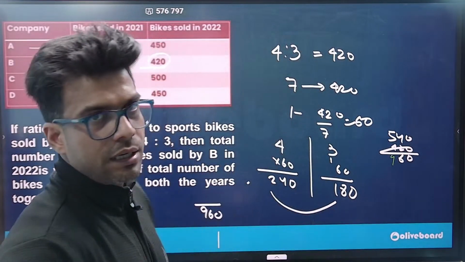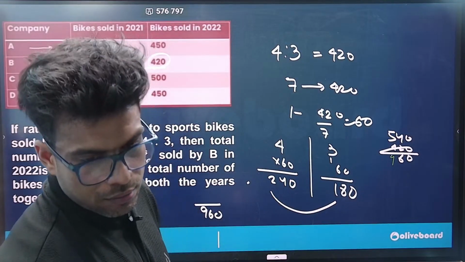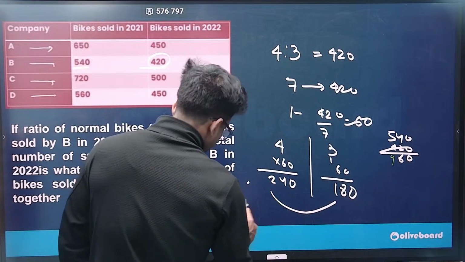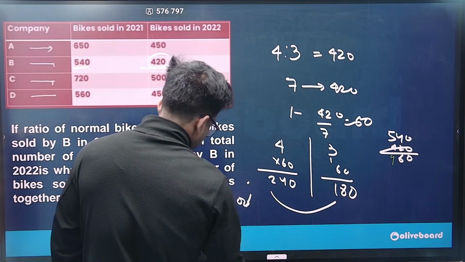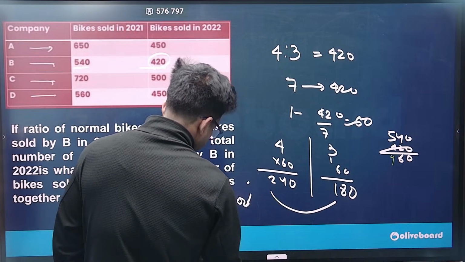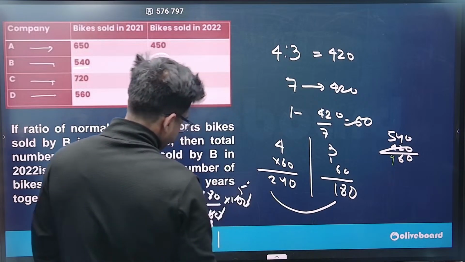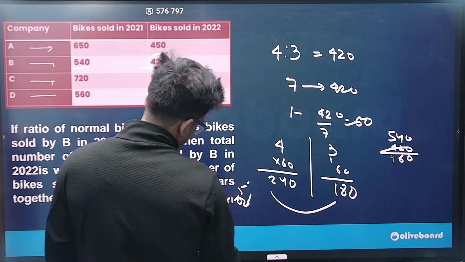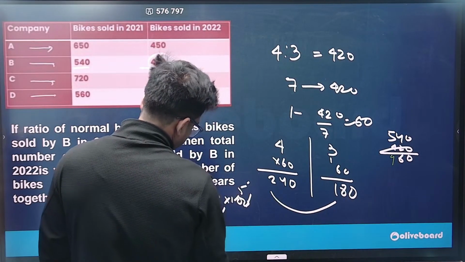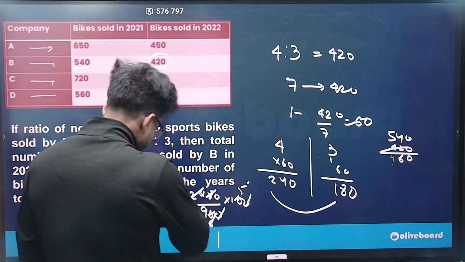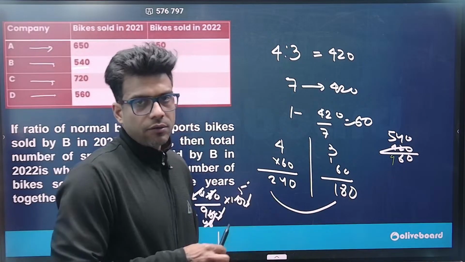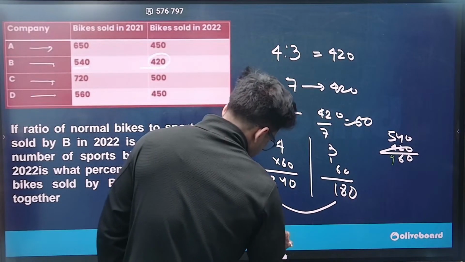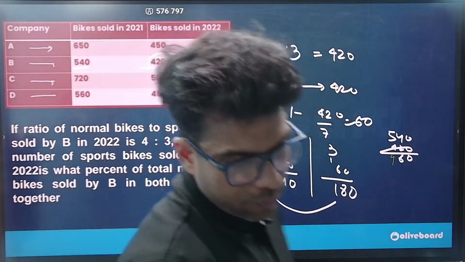What percent of total number of bikes sold by B in both the years? How much? 180 divided by 960 into 100. 0, 0 cancelled out. 5 times 2, 8 times... Okay, approximately you'll get how? 18%. 18%. So these are the important ones, like I would say.